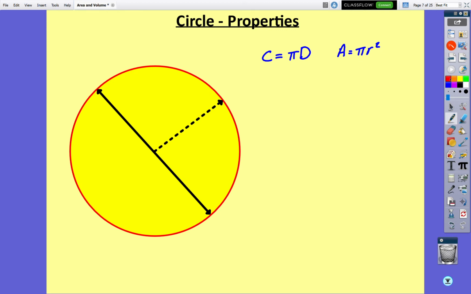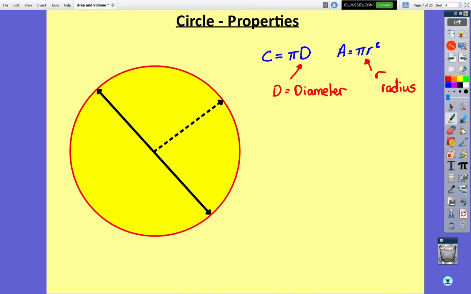The only 2 things we need to have a think about is this d and this r. In circle terms, d is diameter. r is radius, and you see them capital D, small r. That's just how they appear in equations.